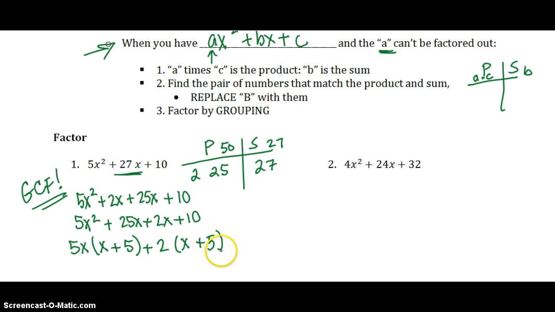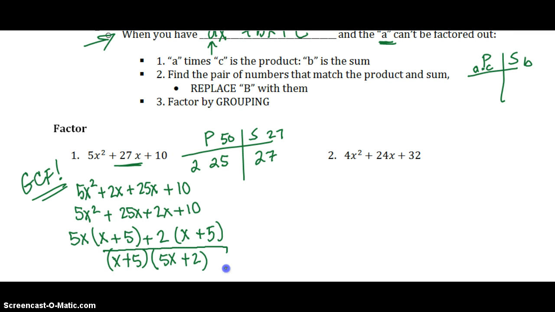And remember, when you factor by grouping, you want to have in parentheses the same number. So I now can factor out the x plus 5, and I have 5x plus 2, and that's how you would factor number 1. And again, you do FOIL method to check your work.